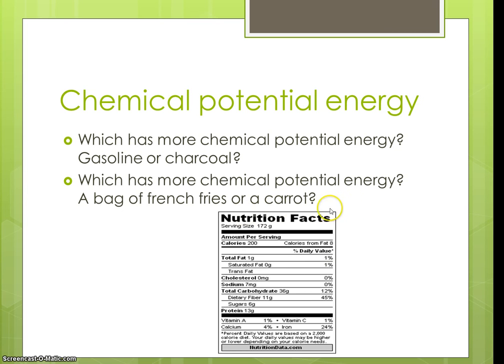Now if you look at this label, which you can find on most processed foods in supermarkets, they will tell you how many calories the food that this label represents has. Therefore, you can see that it has 200 calories, and this tells you how much chemical potential energy it has.